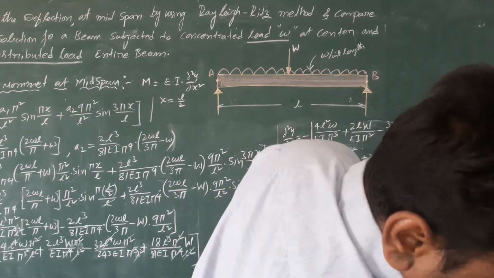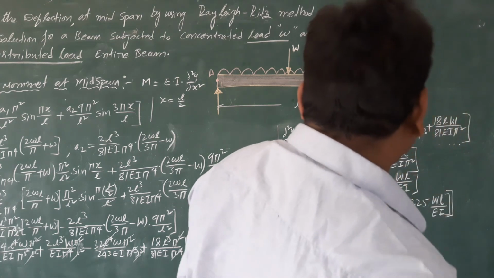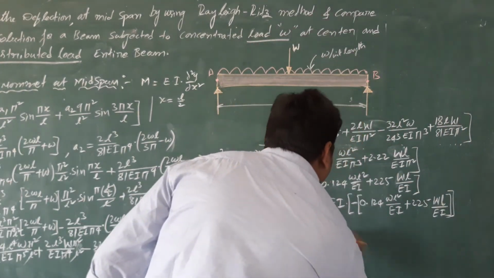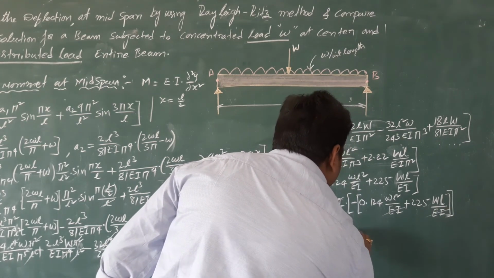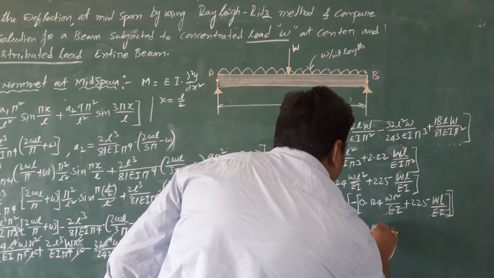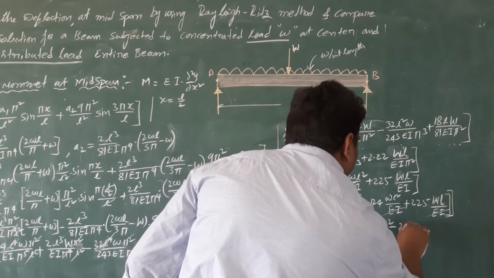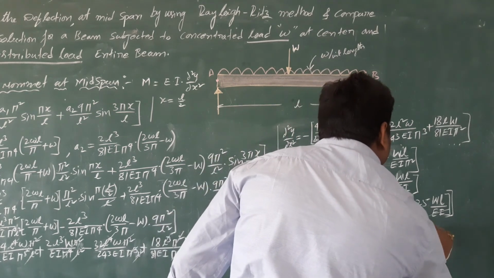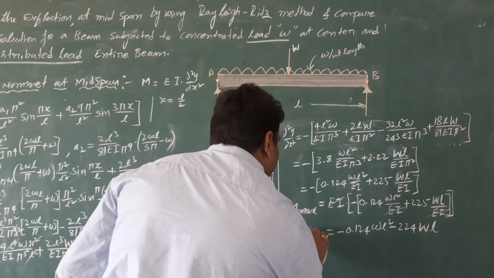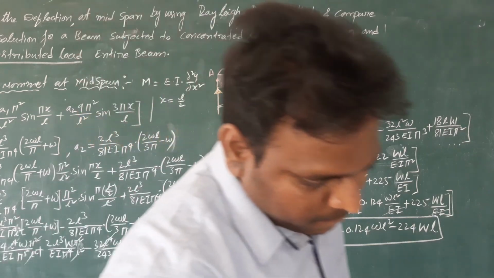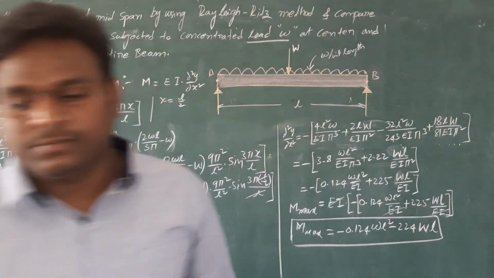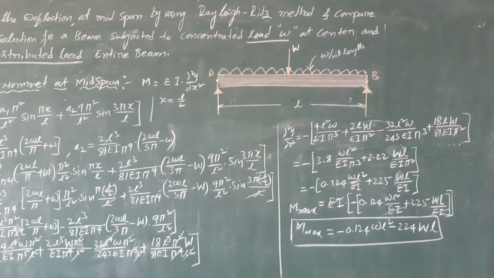At center, here EI cancel, so remaining is 0.124 WL square minus 0.224 W into L. We got like this. Okay, this is the way of deriving this type of problems.